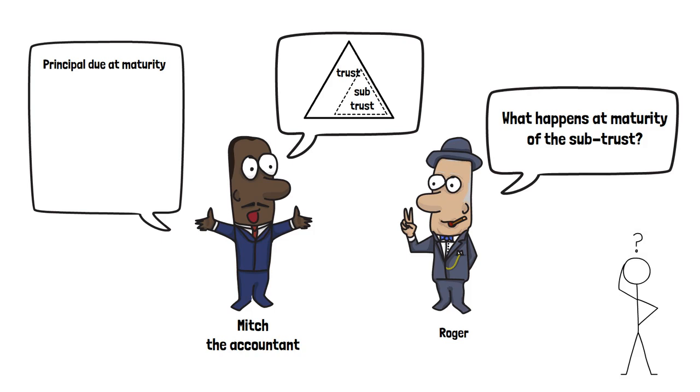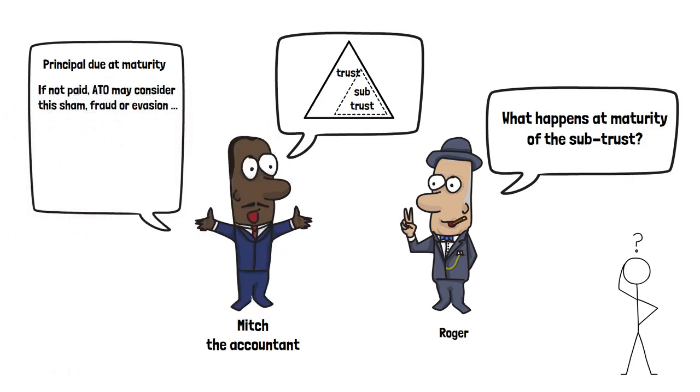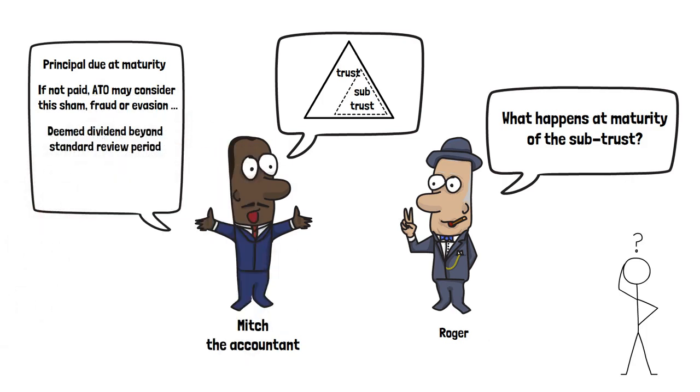Glad you're paying attention." The ATO says, though, if the trust never had the intention to repay the principal when the arrangement was entered into, then the administration concessions should never have applied and may be considered a sham or fraud and evasion, and they can go back beyond the standard period of review and deem that the dividend has arisen in the year of the UPE, like 7 years ago. Roger goes, "Yikes, they can do that?"